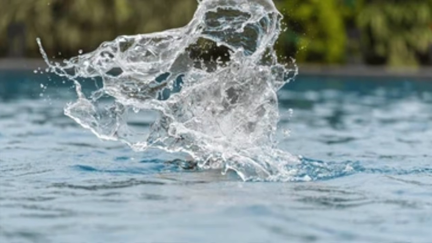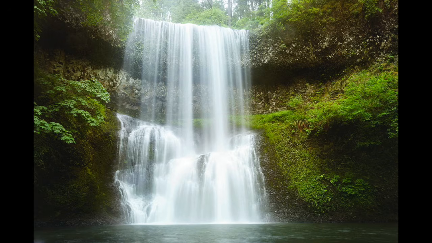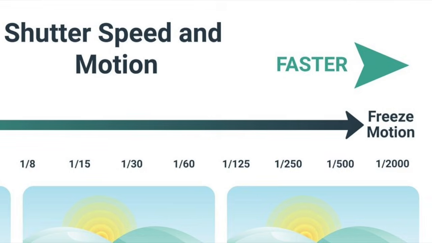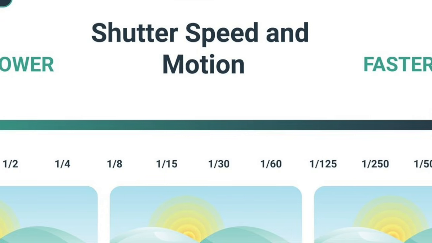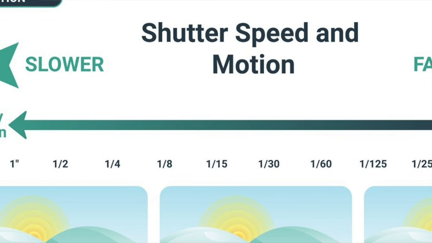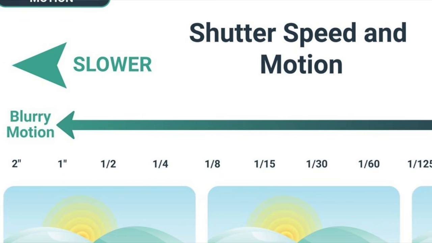Shutter speed is the amount of time the shutter stays open when you take a photo. Fast shutter freezes motion. Slow shutter shows motion blur. Shutter speed is measured in seconds or fractions of a second. For example, 1/1000 is very fast. 1/60 is medium, and 1/10 is slow.